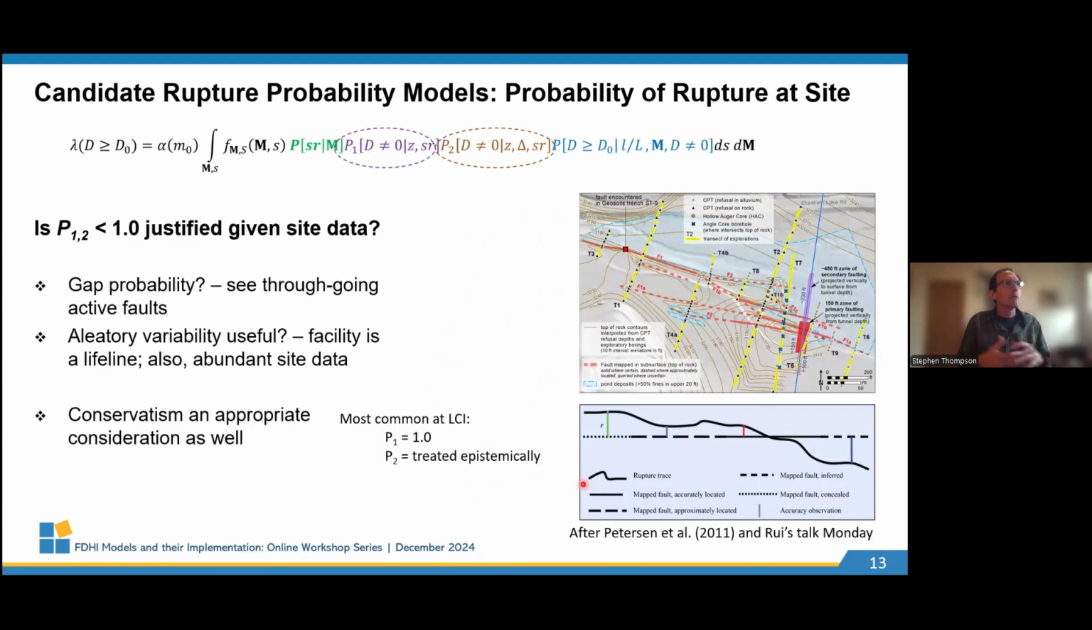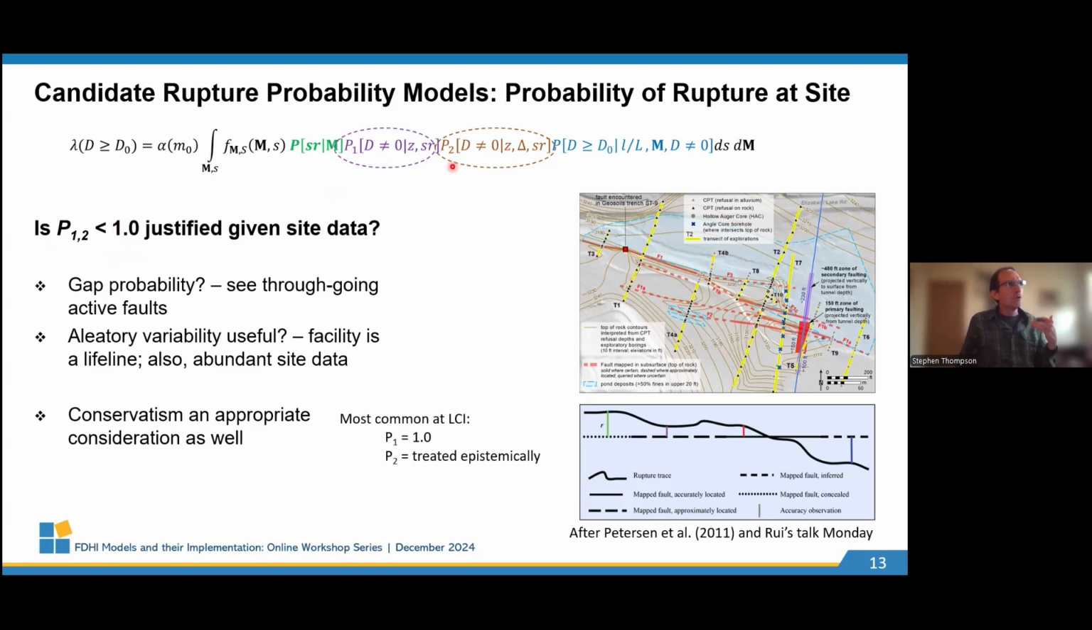The next rupture probability models are those two elements that get to the probability of surface fault rupture at your particular site of interest. And the question that constantly comes up for us in these site-specific projects is, would a probability less than 1 be justified given the site data that we have collected and interpreted?